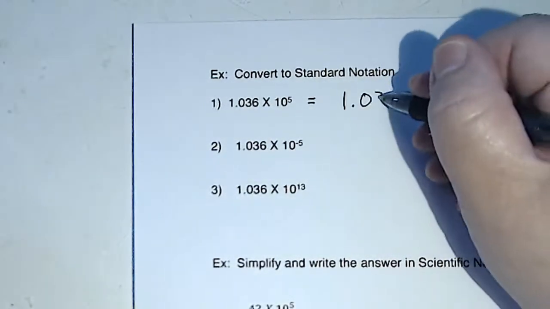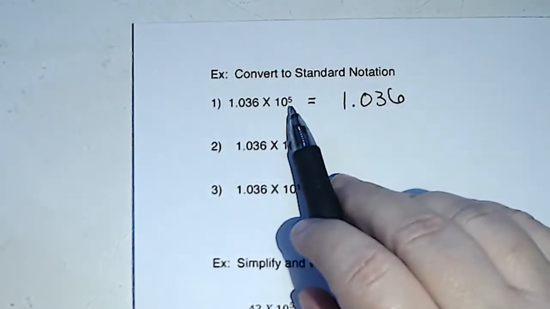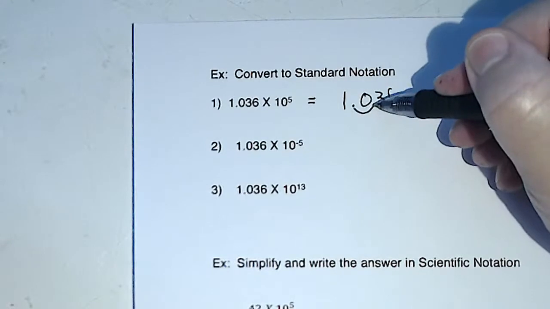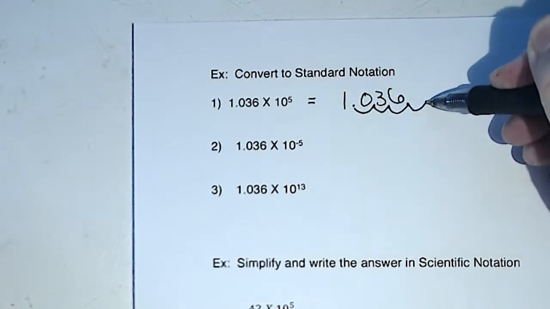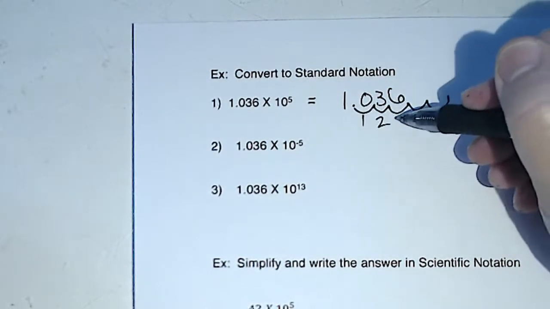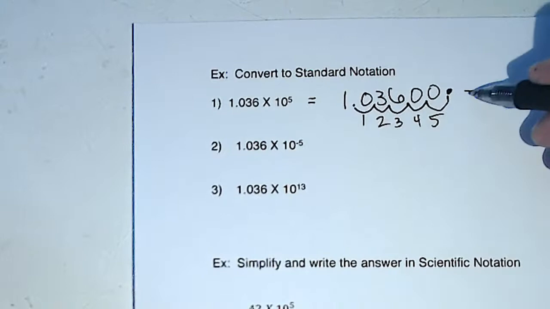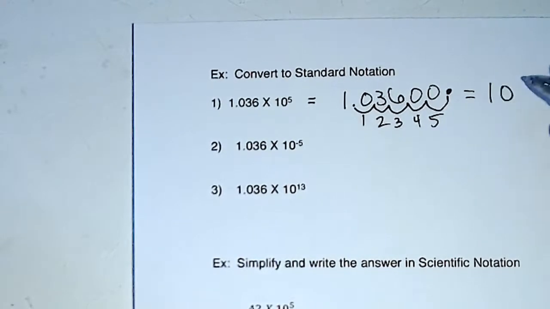1.036. And we look at this and we say 10 to the 5th means it's a large number. So I'm going to make it a large number. 1, 2, 3, 4, 5. I count off 5 spaces. If there are any spaces that don't have numbers, I'll just put zeros in them. So I've got 1,036,00, and I could put my comma in: 103,600.